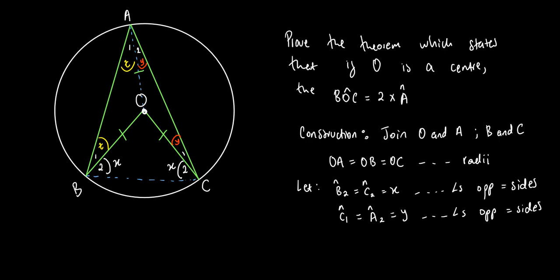Which other ones? Angle A1 is going to be equal, so this is Z there. My Z is a bit ugly, but let's try it. This is Z. So we say let A1 be equal to B1, and both of them should be Z. The reason being that they are angles opposite equal sides, because we already said that those radii are equal.